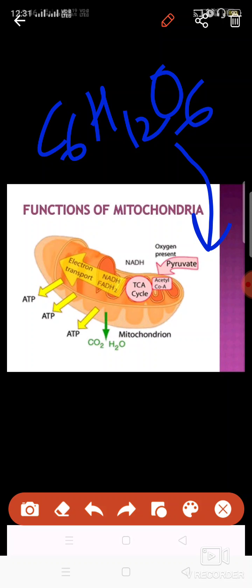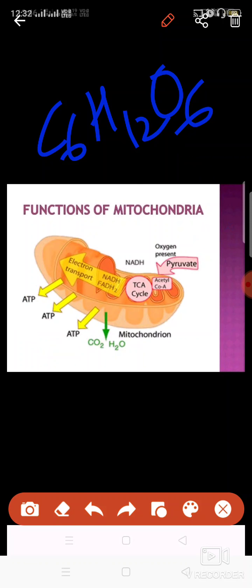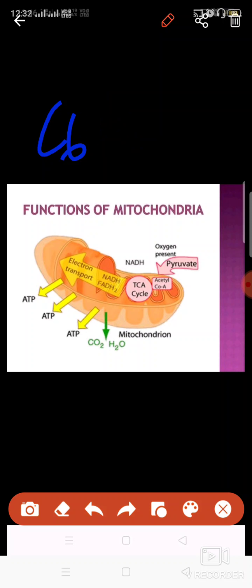When these ATPs are formed, one more thing happens. Carbon dioxide is released and water vapors are also released. This complete process is known as respiration, and basically it is cellular respiration, where glucose molecules are converted into energy rich compounds, that is ATP, carbon dioxide and water vapors. So this is the function of mitochondria, to take part in cellular respiration. It breaks down the glucose molecule.